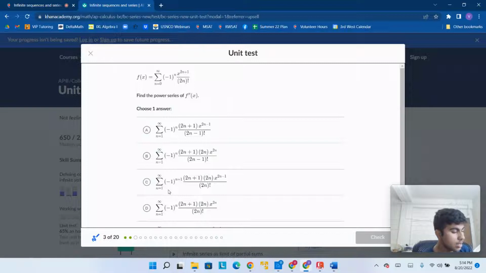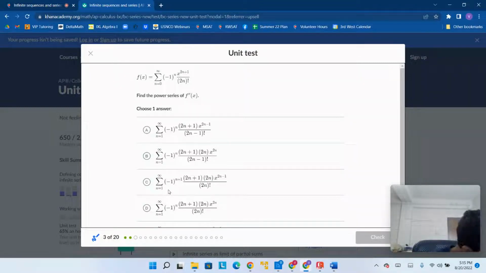Now, if we take the derivative of this, what do we get? So negative 1 to the n. So what does that really do? Well, if we take the derivative of that, that's an exponential. So it's going to be the product rule, right? Negative 1 to the n times the x to the 2n plus 1 over 2n factorial, right?